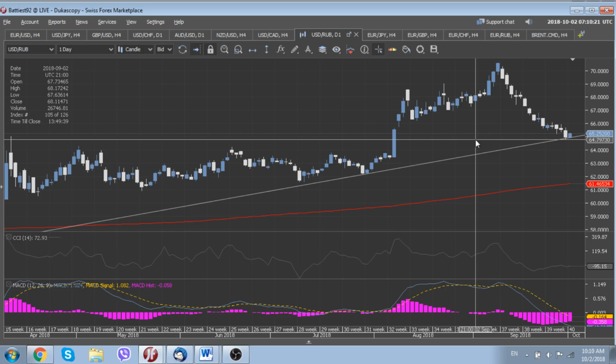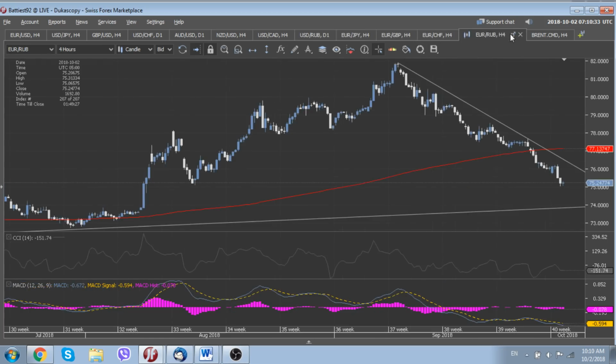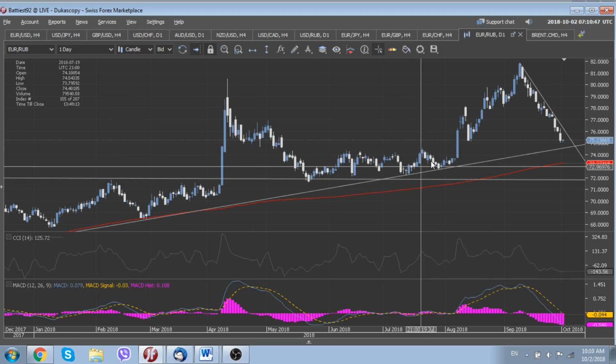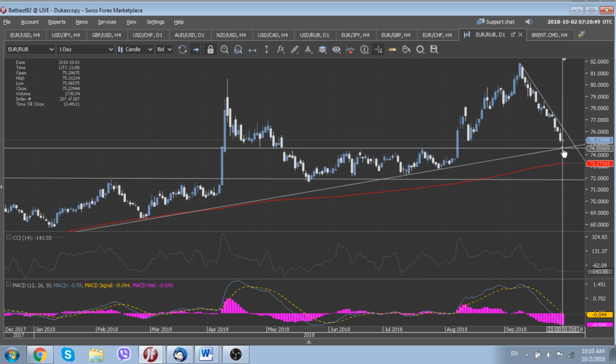And taking into account not only the technical view but also the fundamental background, the Russian ruble could really extend recent gains further to the upside. The same applies, for example, for the euro ruble, because as you could see, the current uptrend line is located around 76.50, but we are nearing to test. We are really very near to test the 2018 uptrend line in the currency that is located at 74.55.